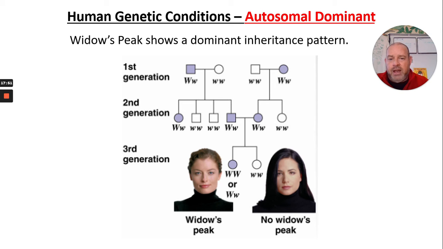And so autosomal dominant. So you have widow's peak, which would be big W, or big W, little w. So as long as you have one big letter, you can get a widow's peak. You have to be totally recessive in order to not have a widow's peak.